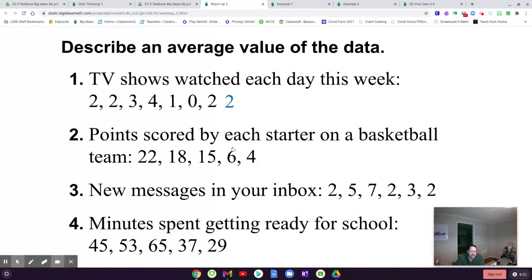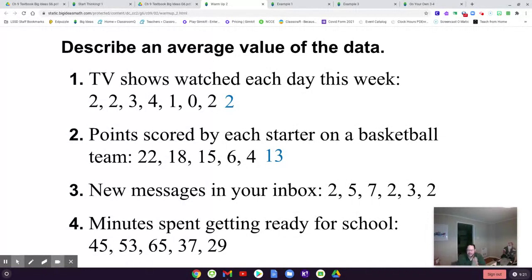All right, so here are the points scored by each starter on a basketball team. There were 5 starters, and they scored 22, 18, 15, 6, and 4. What was the average scored by each starter? Okay, so you add them up, 22 plus 18 plus 15 plus 6 plus 4, and then divide by 5, because there are 5 numbers here. And that gives you 13 was the average each starter scored.